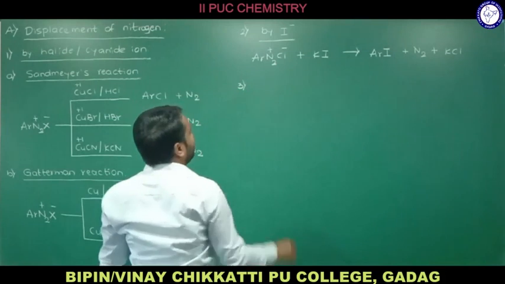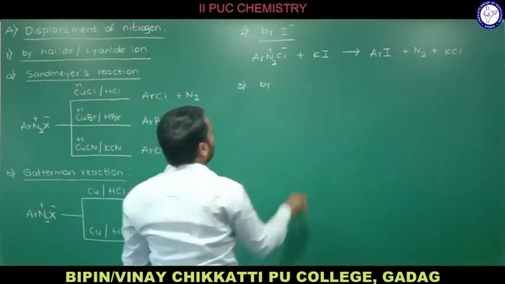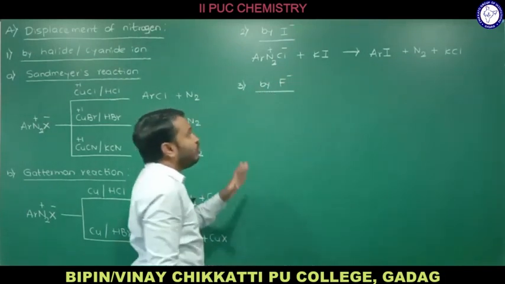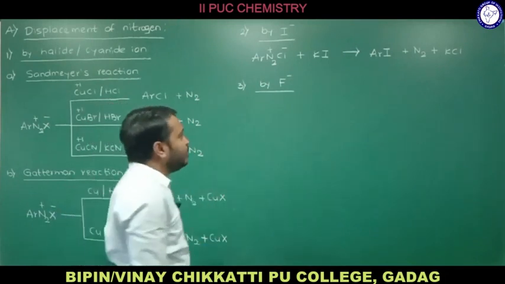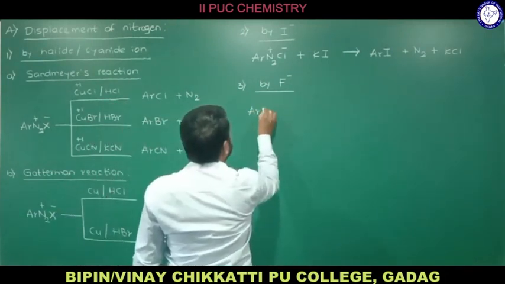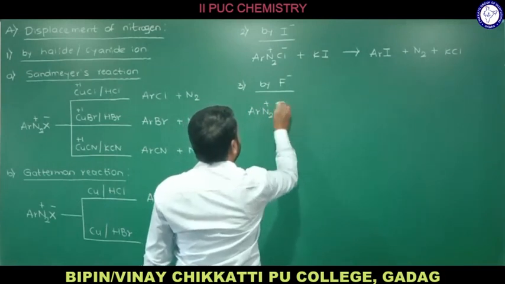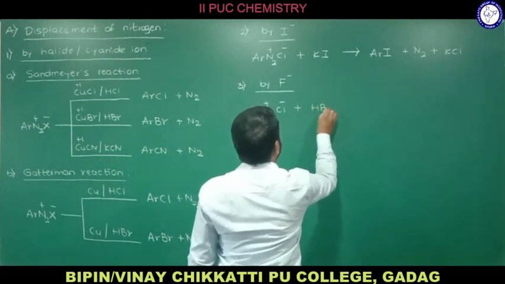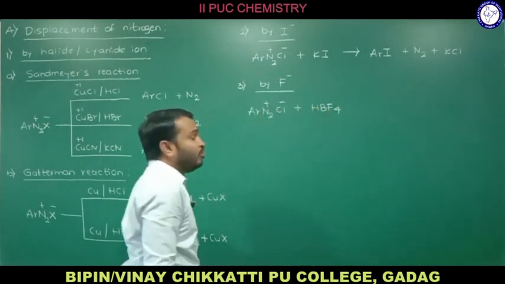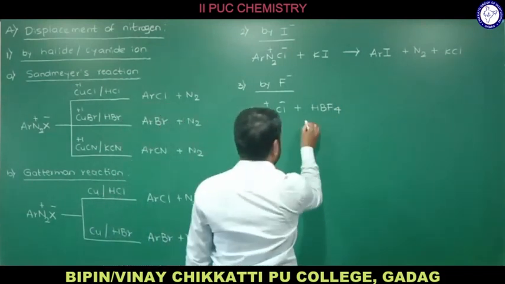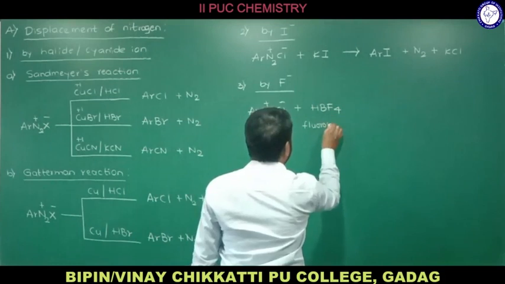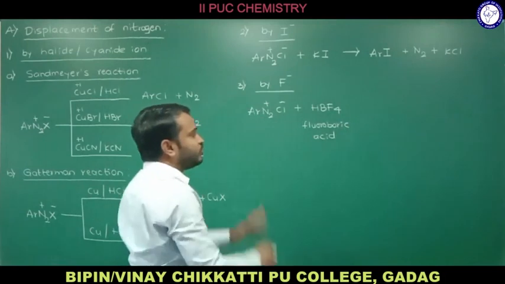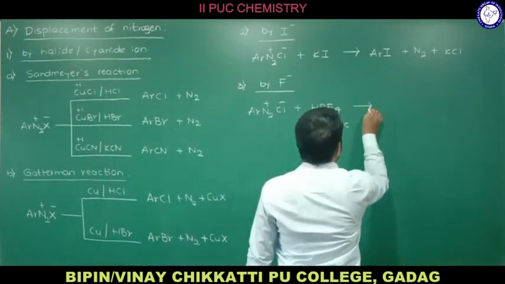Similarly, the third one we will see is displacement of nitrogen by fluoride ion, F minus. This is displacement of nitrogen of the diazonium salt by fluoride ion. So how does this reaction take place? Let me consider ArN2+ Cl minus, that is arene diazonium chloride. When it reacts with HBF4, fluoroboric acid, let me write the name for your reference, this is fluoroboric acid.